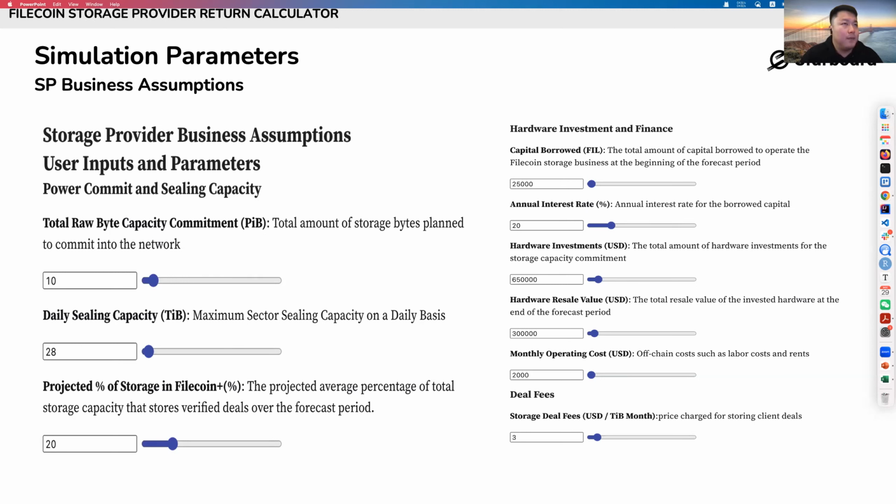So the idea is you can come in and input those parameters yourselves. And there's also a section called deal fees. Although I think this is quite trivial for now, if the economic output changes in the future, one day you can start charging deal fees. These can also be counted as part of the revenue.